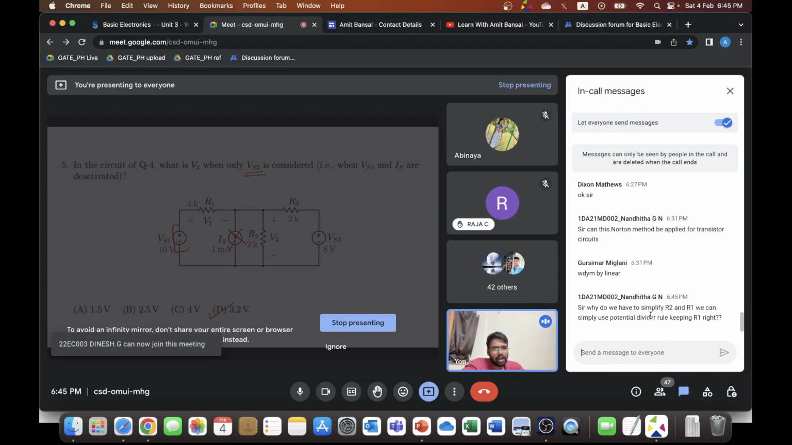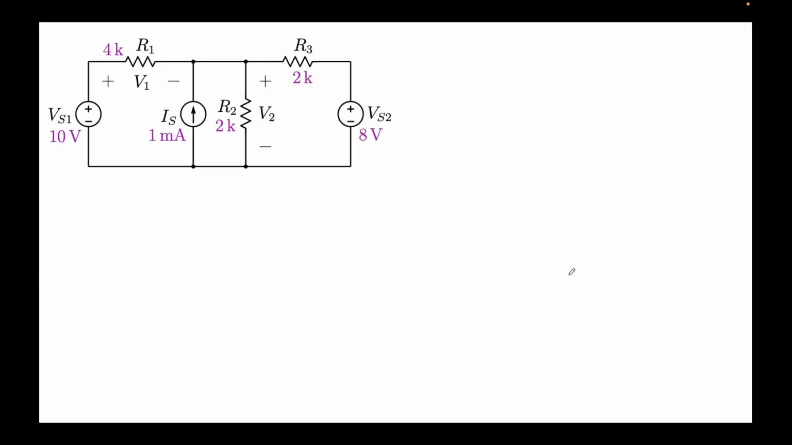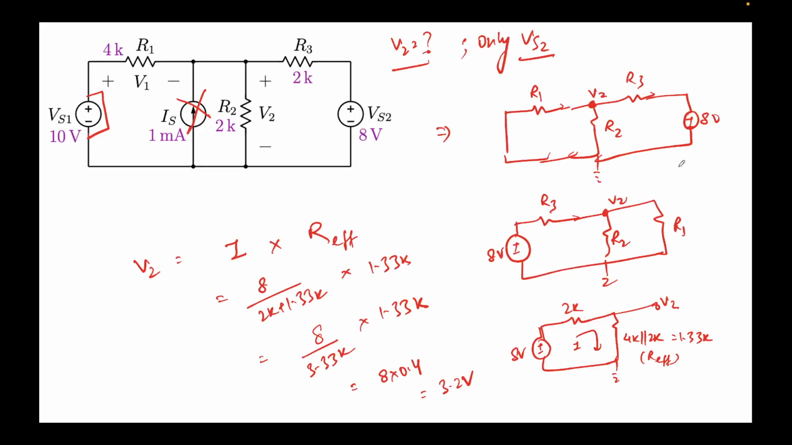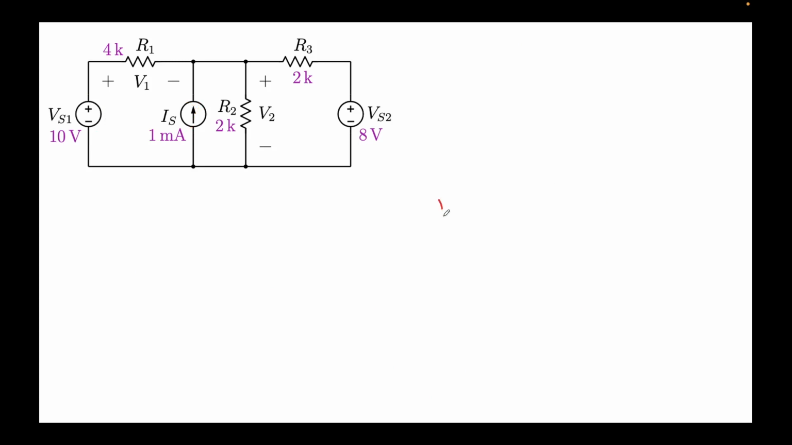Why do we have to simplify R2 and R1? We can simply use potential divider rule, keeping R1, right? Okay, Nandita, if I can get your name correctly. The reason we have to do that, see, potential divider works when the same current is flowing, right? But you can solve it here itself without bringing. So if you want to solve this circuit, I'll solve this here, right? So that it's easier to understand.